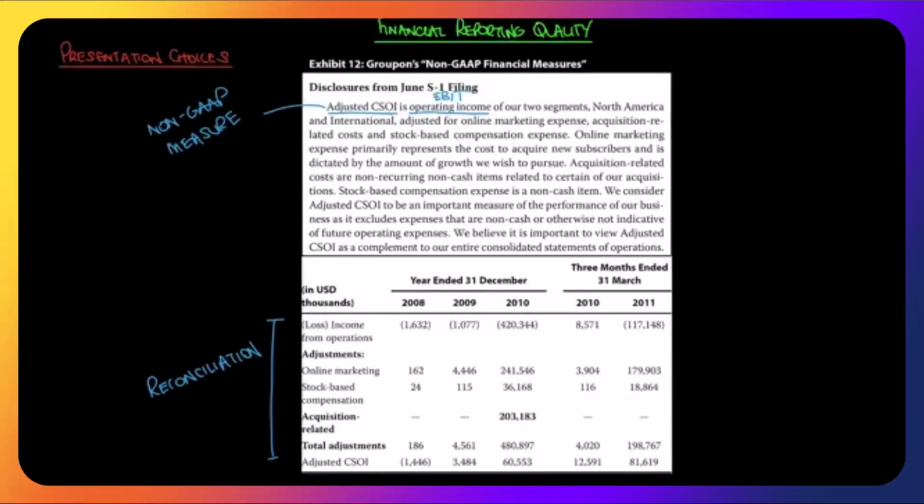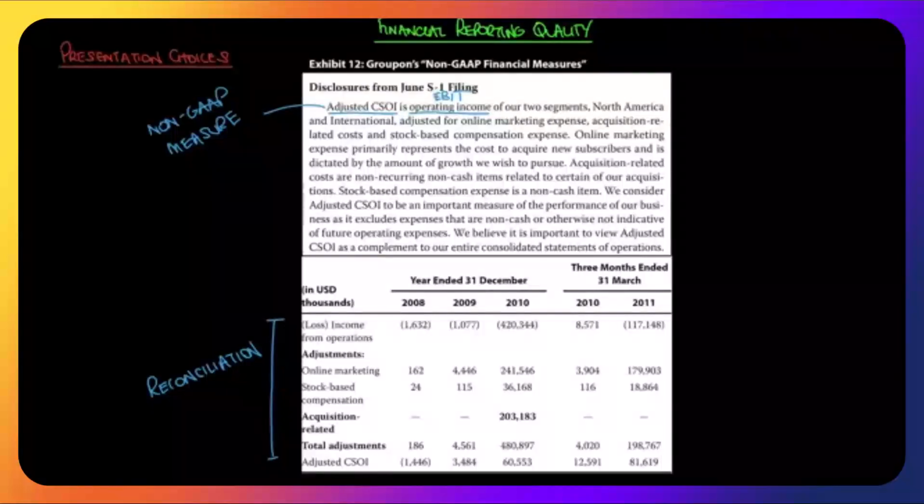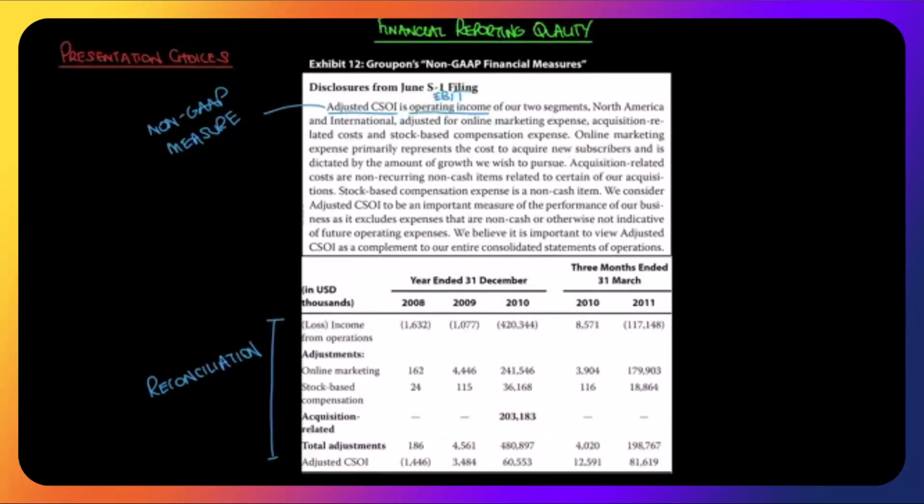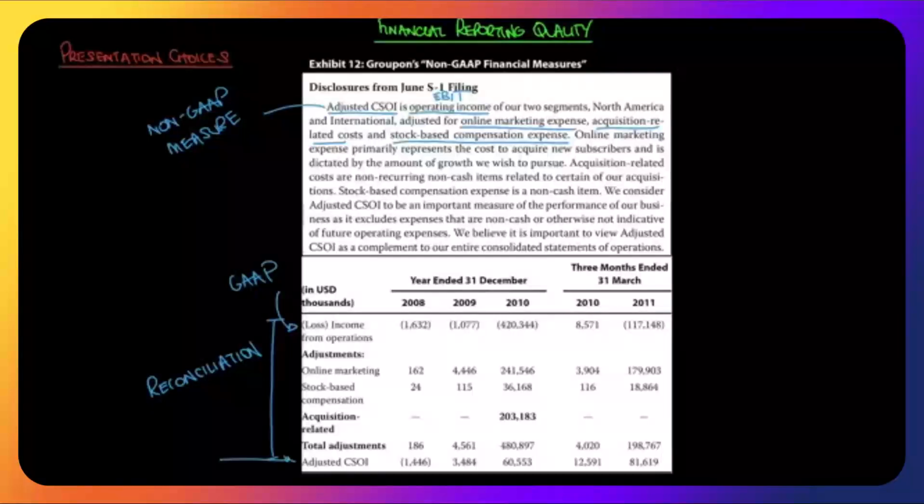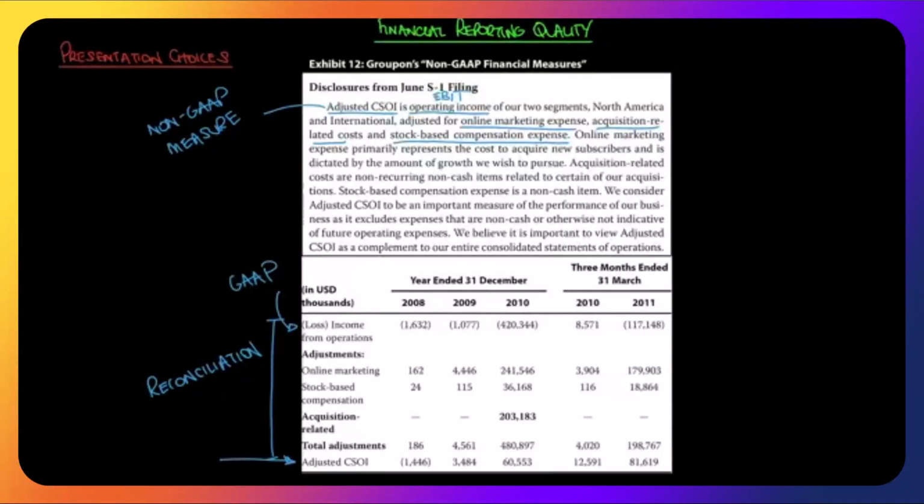So they're explaining what they did, which again, they're required to do. Online marketing expense, acquisition-related costs, and stock-based compensation expense. So just stop there for a moment to try not to read on. Let's just look at those three adjustments. Here they are. You can see the reconciliation does exactly what we said it needed to do. It starts off with the most directly comparable GAAP-compliant measure and adjusts us down to adjusted CSOI.